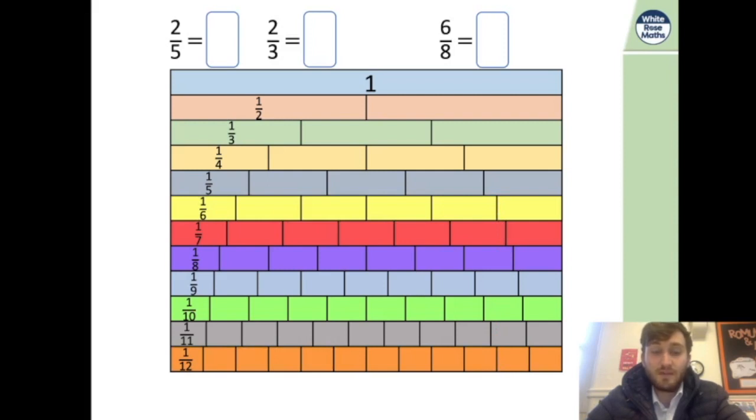So now using this bar model, can you give this a go? Using the exact same method, look at my denominator, so I'm going down to fifths, and my numerator is 2. What equivalent fractions are there on each of these? Pause the video and have a think.